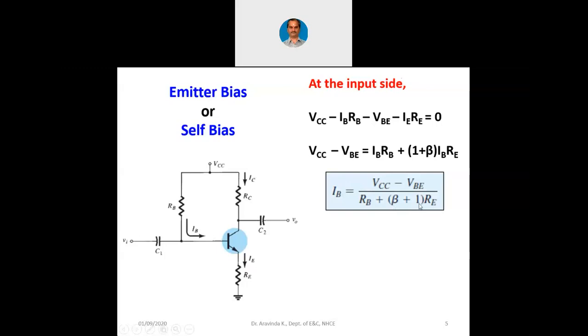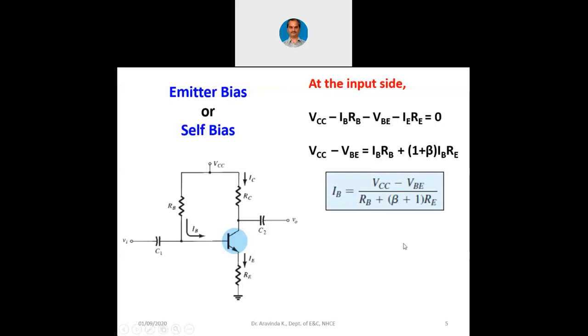Now adding 1 will not make any major difference there. So in most cases we will be ignoring this beta plus 1, but anyhow, for accuracy, we are keeping it. Beta plus 1 and 1 plus beta are one and the same. So we have an expression for this emitter bias or self bias as IB equals VCC minus VBE divided by RB plus (beta plus 1) into RE.